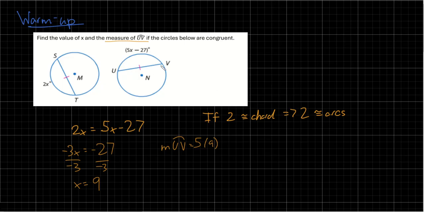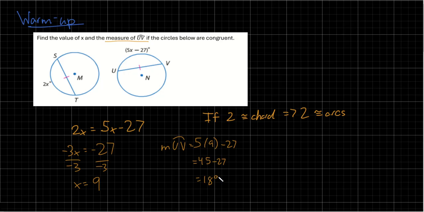So this is the arc measurement. It gives it as an expression. So I found that x equals 9. So I'm just going to plug in 9 for it, and I'll get my value. 5 minus 27 equals what? 18. So I got the measurement to be 18.